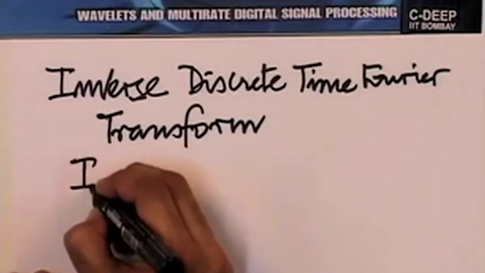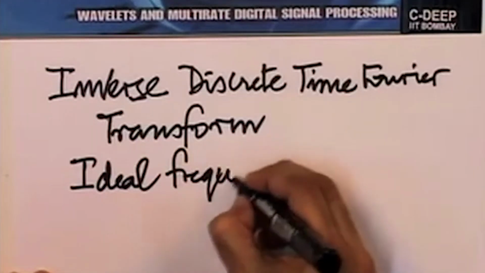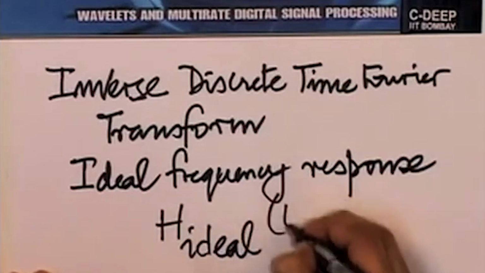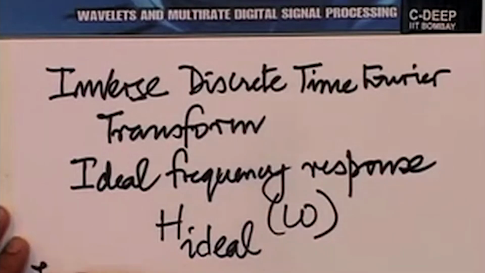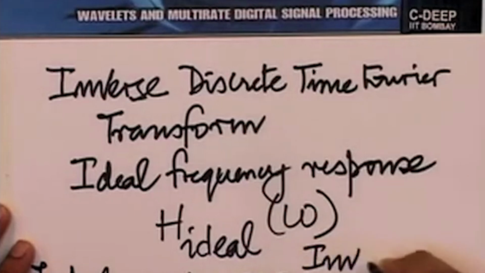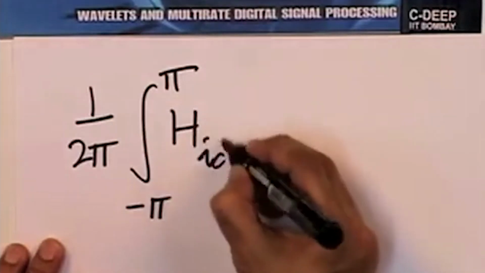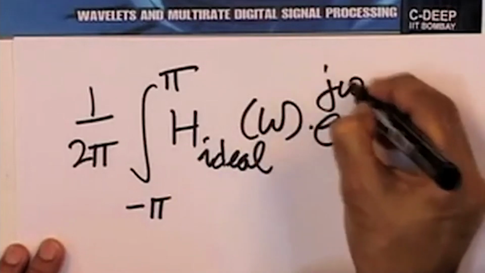So, if you have the ideal frequency response, let us call it H ideal as a function of omega, then the corresponding impulse response can be obtained by the inverse DTFT of this. And how do you calculate the inverse DTFT? I will leave this calculation for the class to do, but I would like to put down the important steps here. So, that is done as 1 by 2 pi integral from minus pi to pi H ideal omega e raised to the power j omega n d omega.